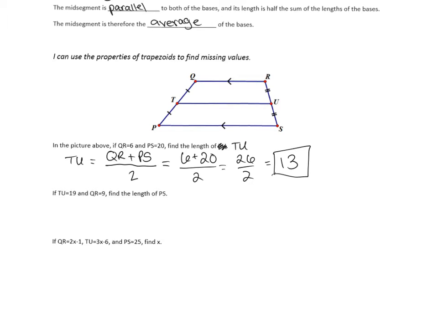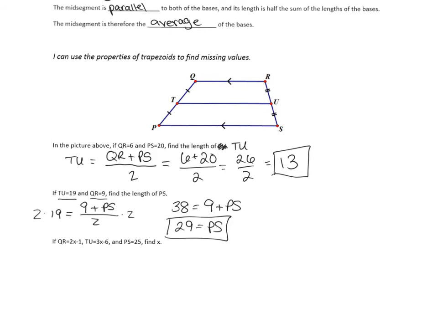We can also work backwards. What if I give you the length of the midsegment and one of the bases, and ask you to find the other base? Well, we simply plug into the formula. 19 equals 9 plus PS over 2. I'm going to multiply by 2 on both sides. So I get 38 equals 9 plus PS. Subtract the 9 over, and I get that 29 is the length of PS.